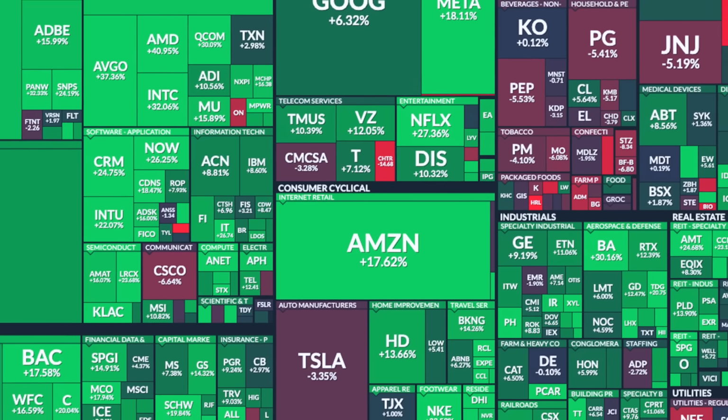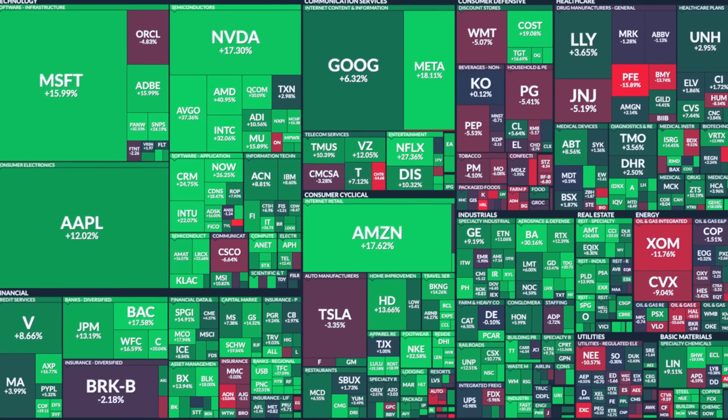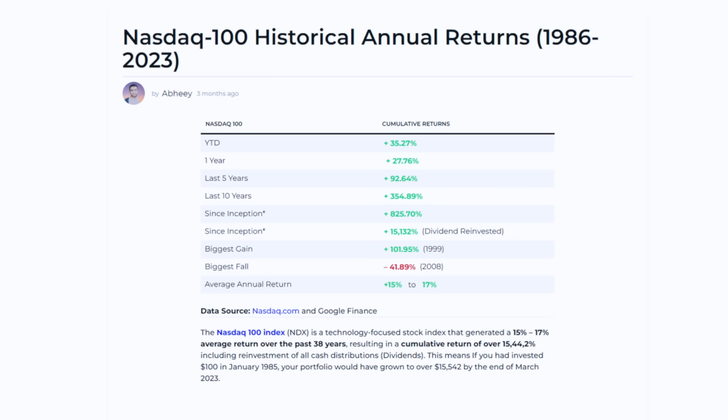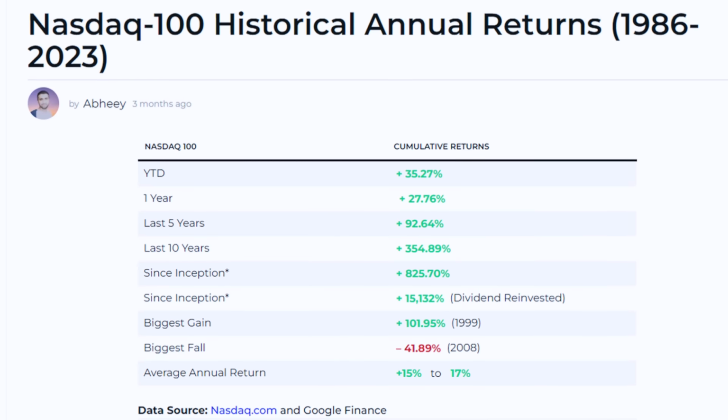The Nasdaq 100 index is arguably the second most popular index in the world, with the most popular being the S&P 500 index, of course. That's because while the S&P 500 was able to give an annualized 10% return over the long term, the Nasdaq 100 index has managed to give a much higher 15 to 17% annualized return over the long term.